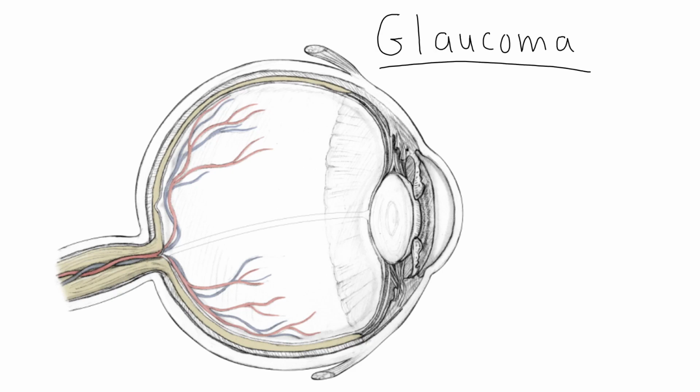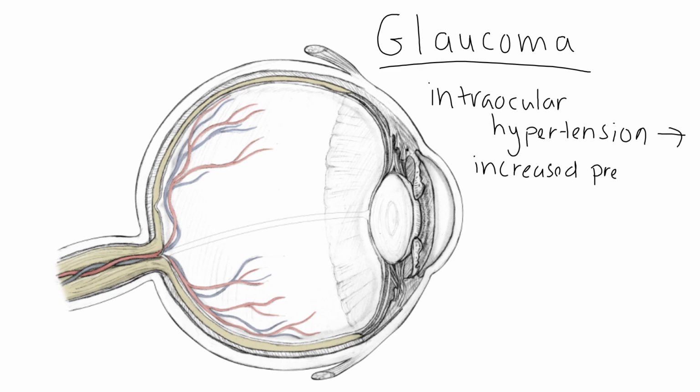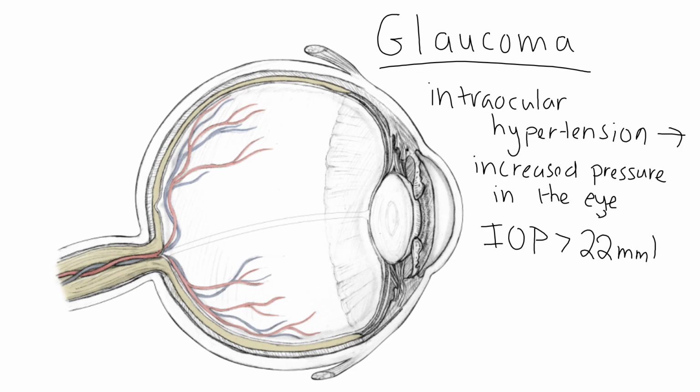Glaucoma is a group of eye diseases that is characterized by intraocular hypertension, or in other words, increased pressure within the eye. It's also classified as any eye having an intraocular pressure greater than 22 millimeters of mercury. So why is glaucoma bad?